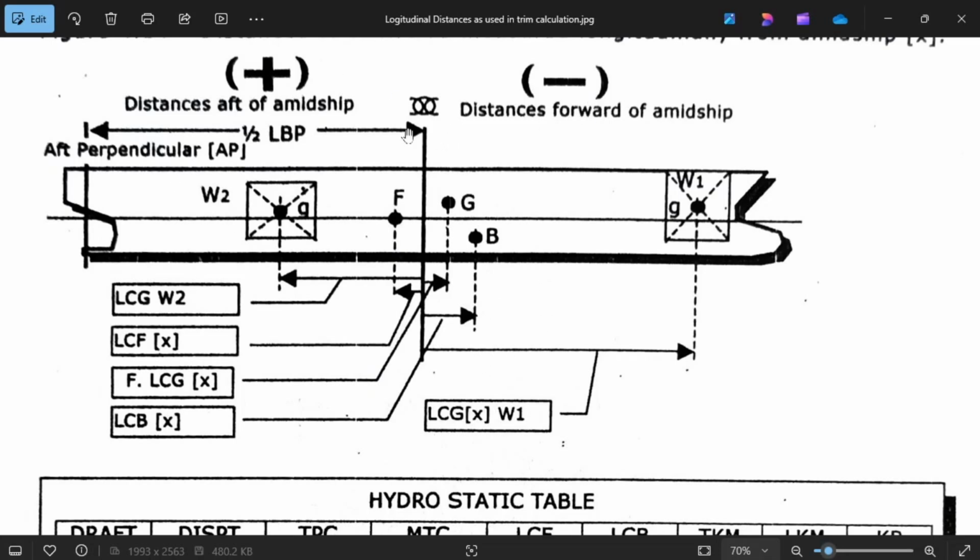Okay, but take note that measurements are always measured from your amidship, or from the center of the vessel, from amidship going forward and amidship going backward. So if you're going backward, the sign should be positive. If going forward, the sign should be negative.